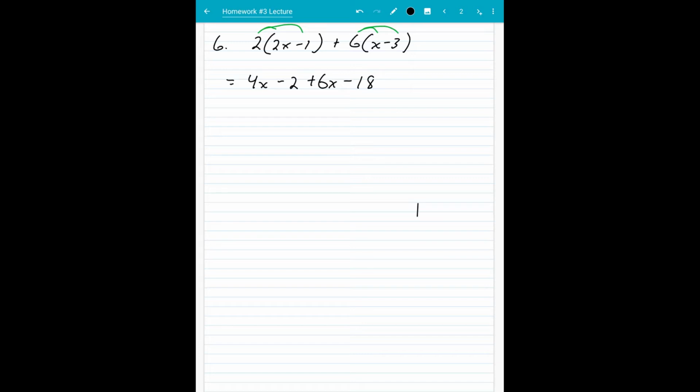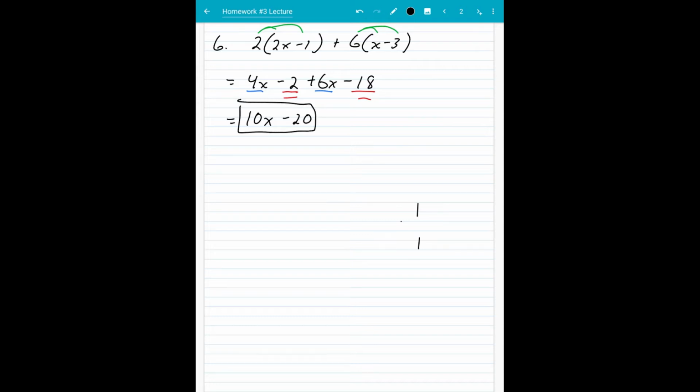So what we just did is we simplified our expression a little further, and now we're back to what we learned in homework 2, which is combining like terms. I can combine the 4x with the 6x, and I can combine the -2 with the -18. So 4x plus 6x makes 10x. -2 minus 18 makes -20.